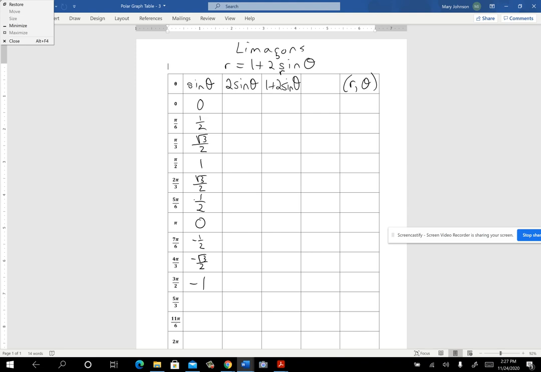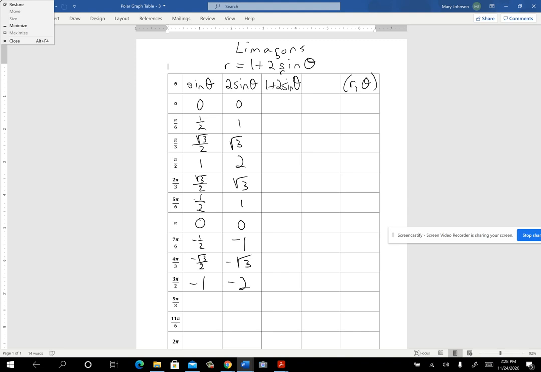Then you would go in and do 2 times that. If I did 2 times that, I'd still be at 0. Here I'd be at 1, square root of 3, 2, square root of 3, 1, 0, negative 1, negative square root of 3. And here, what am I multiplying by 2? That'd be negative 2. And then keep going like that.